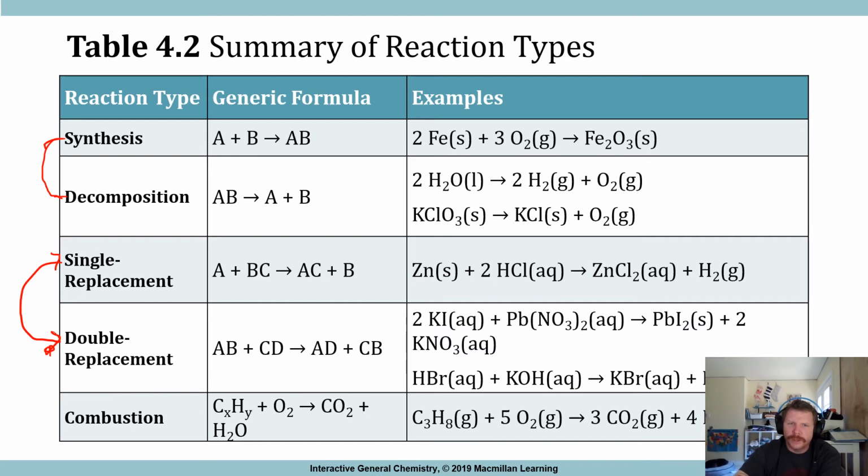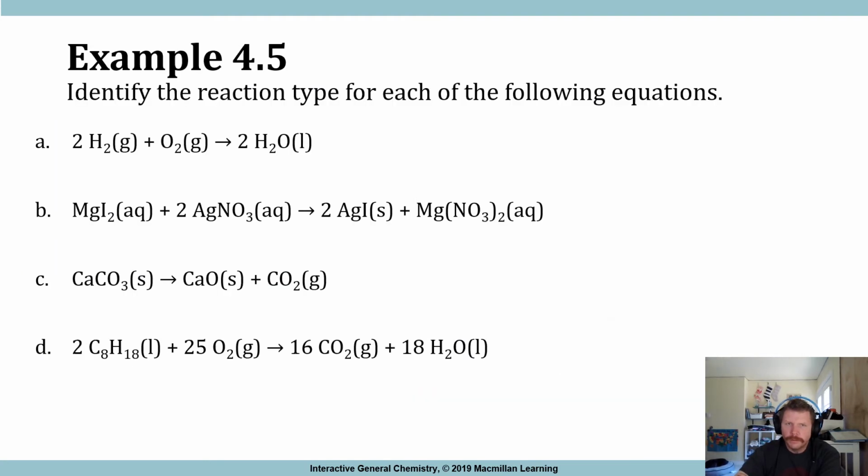A combustion reaction: we've got the combustion of a hydrocarbon, CxHy, plus O2 yields CO2 and H2O. Now, identify all of these different types. Go ahead and pause the video if you want to do this yourself.